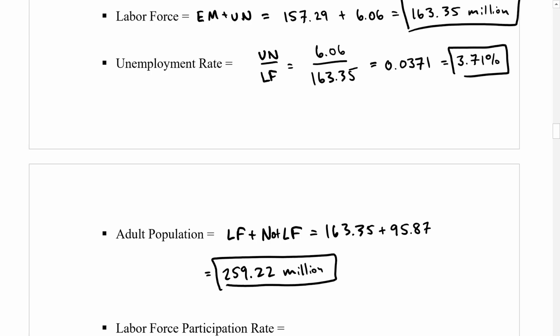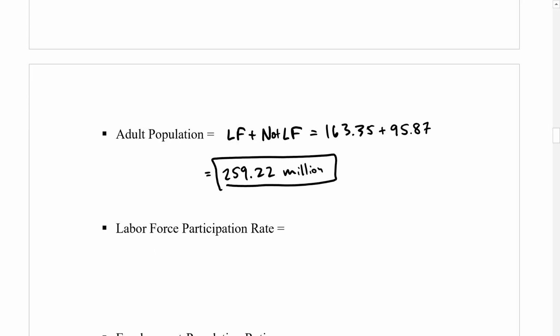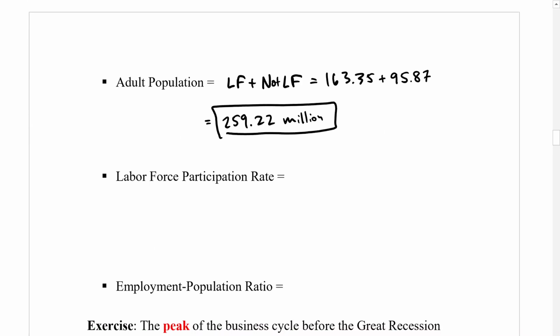So the United States at the time, probably somewhere around 330 million people would be my guess. So the rest, from 260 up to 330, would be considered children and young teens. Okay, so we have our adult population, about 260 million, and now we can calculate the labor force participation rate.